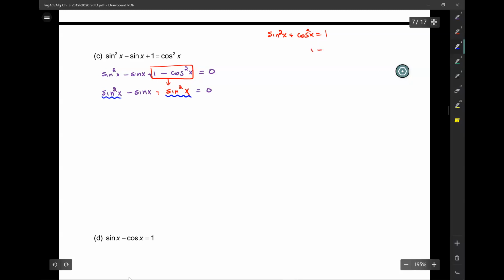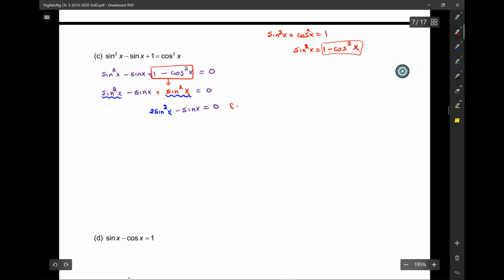we said there were two ways to do it. That was one way, and then another way was if I move the cosine squared x to the other side, I get sine squared x is 1 minus cosine squared x, right? And then in the equation, since I already have 1 minus cosine squared x, I can just make that substitution. So now I have 2 sine squared x minus sine x equal to 0.